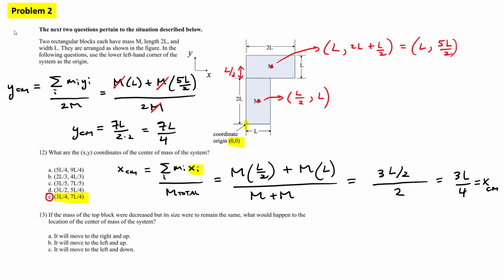All right, well, let's think about the next one now. It says, if the mass of the top block were decreased, but its size remained the same, what would happen to the location of the center of mass of the system?